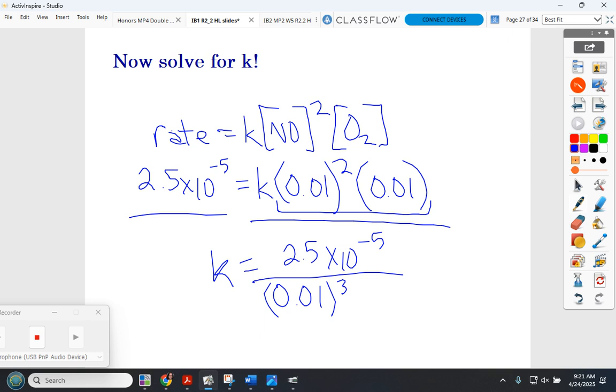So I haven't done this in a bit, so I don't have it at the tip of my fingers. So 2.5 times 10 negative fifth divided by, where is it? I gotta figure out how to do that. How was that? Oh, wait.